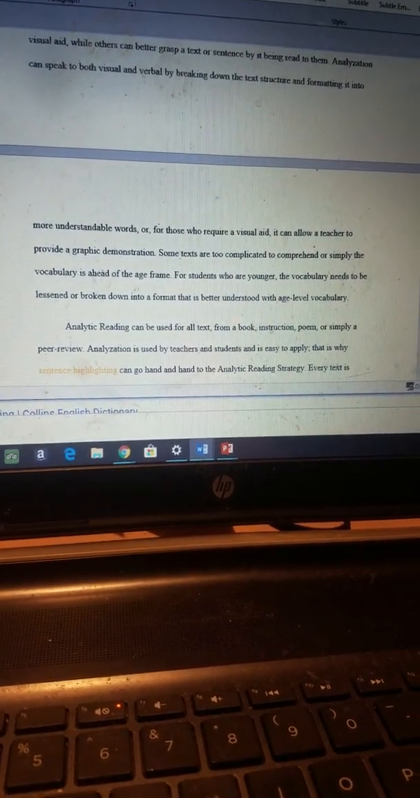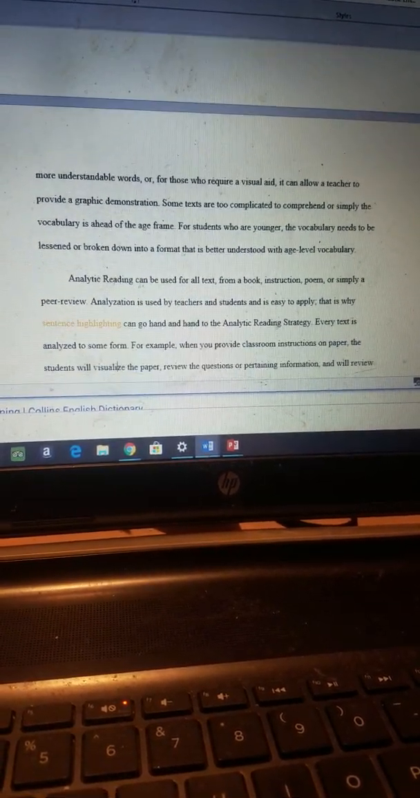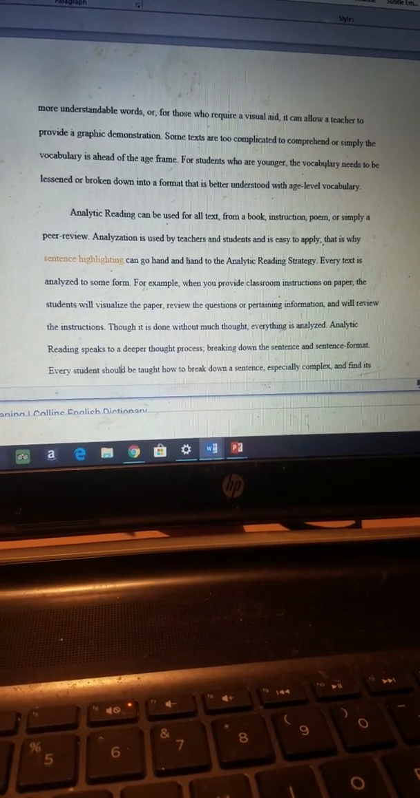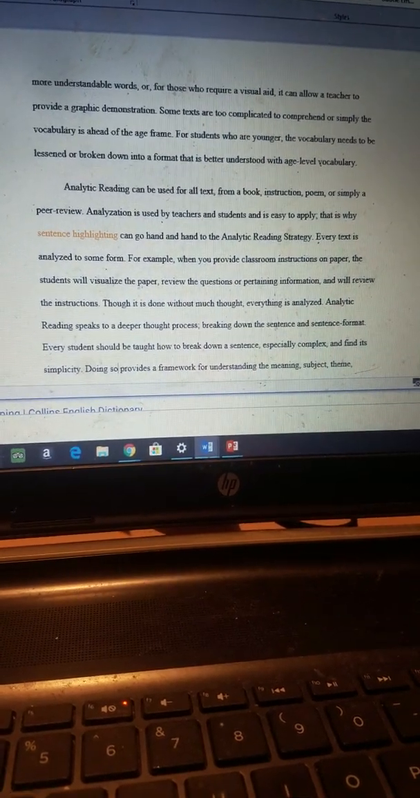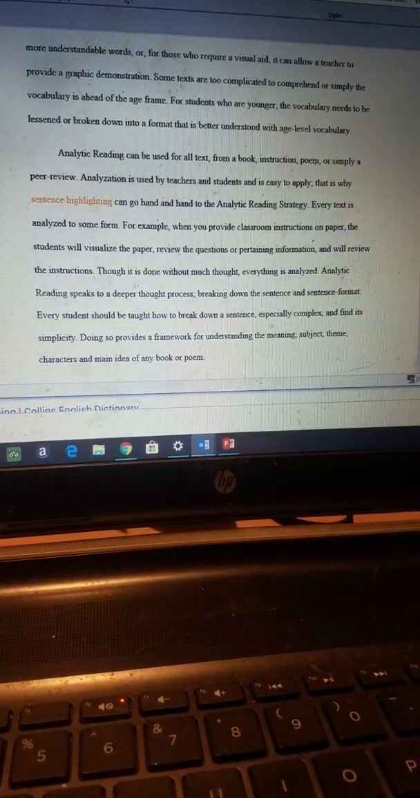Some texts are too complicated to comprehend, or simply the vocabulary is ahead of age frame. For students who are younger, the vocabulary needs to be lessened and broken down into a format that is better understood with age-leveled vocabulary. Analytic reading can be used for all text, from a book, instruction, poems, or simply your peer review. Analyzation is used by teachers and students and is easy to apply. That is why sentence highlighting can go hand in hand with the analytic reading strategy.